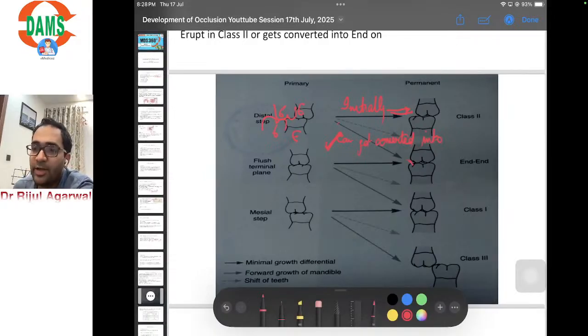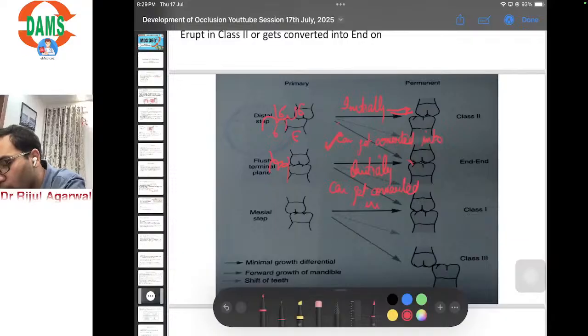Next is the application of Baum's classification. Likewise, if the primary teeth are in a flush terminal plane, the permanent first molar will initially erupt into an end-on molar relation, and due to late mesial shift, early mesial shift or jaw growth, get converted into a class 1 molar relation. Similarly, a mesial step can initially erupt into class 1 and can get converted into class 3 molar relation.